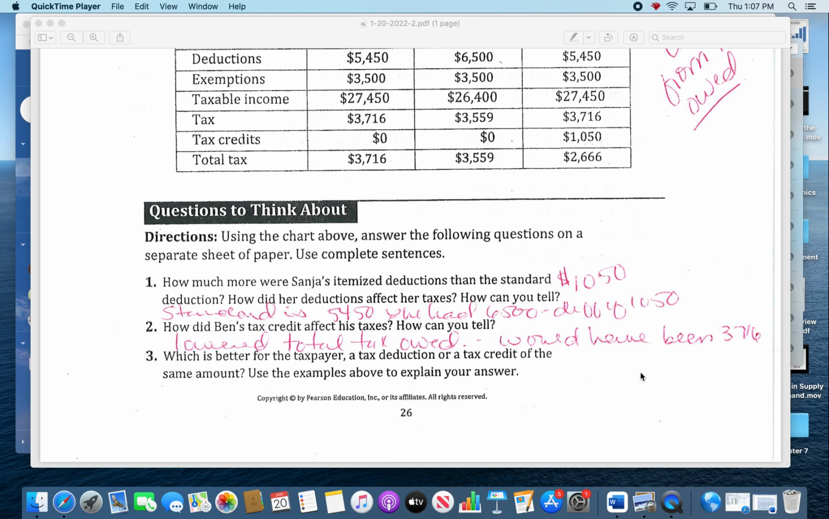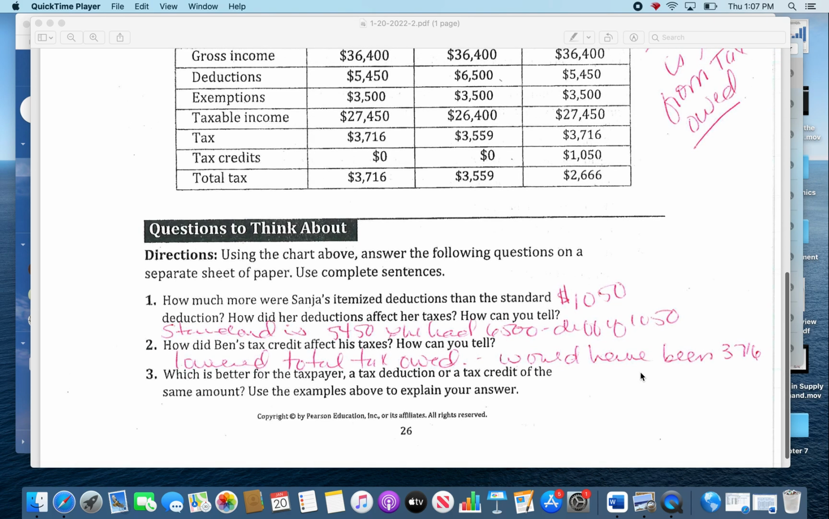How did Ben's tax credit affect his taxes, and how can you tell? It lowered the total tax that he owed. He would have had to pay this $3,716, but because he had this tax credit, he was able to lower it down to $2,666. And so which is better for the taxpayer? If we're just talking dollars here, then obviously a tax credit, because it subtracts from the actual amount that you owe, and it doesn't just reduce the amount that you're going to be taxed on.